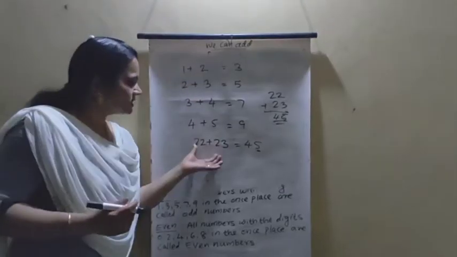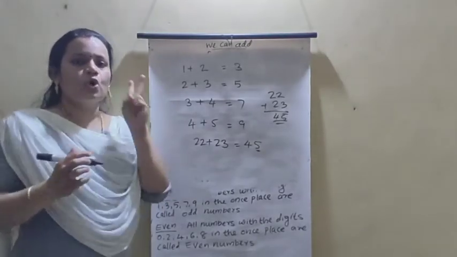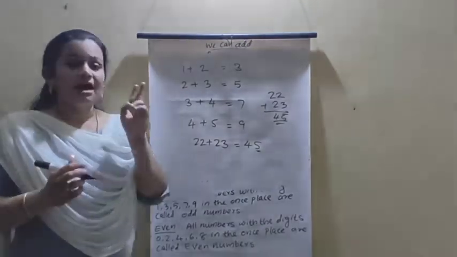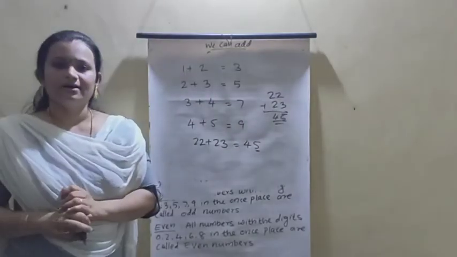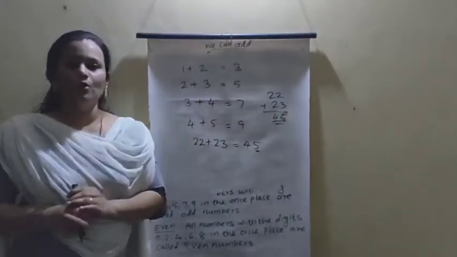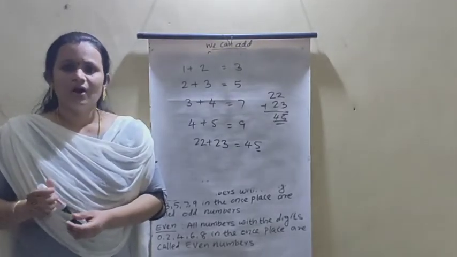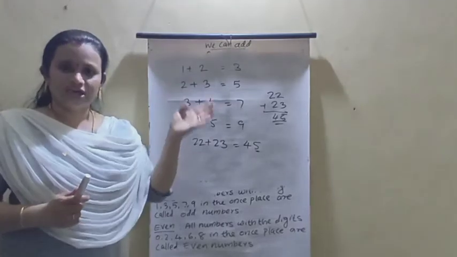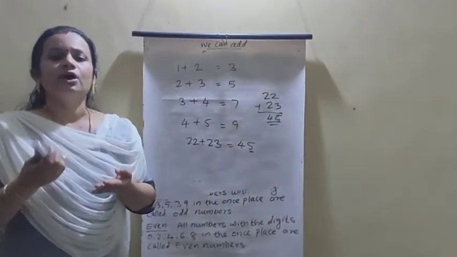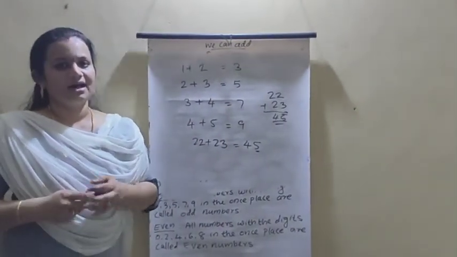Then we are concluding this. When we add two consecutive numbers, the sum is an odd number. You will get the answer as an odd number. Okay, this is one statement: when we add two consecutive numbers, we will get the sum as an odd number.